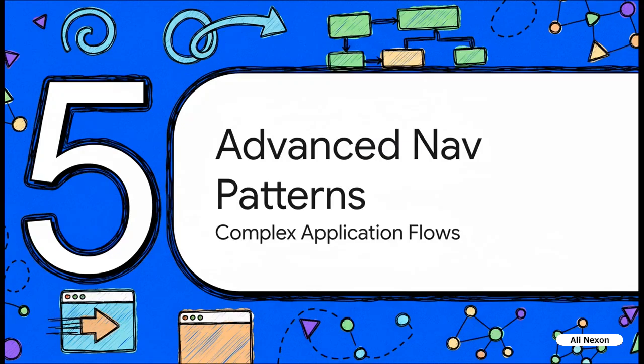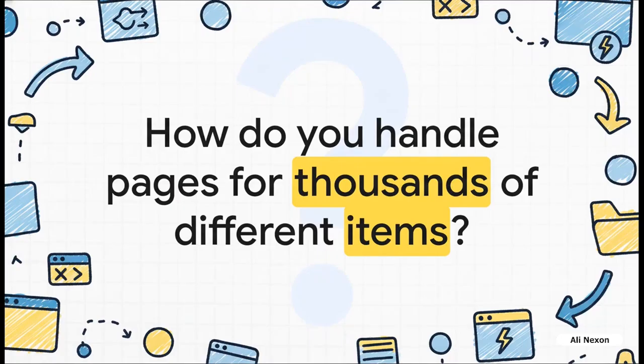Okay, we've got the fundamentals down. But let's be real. Real-world apps are way more complex than just a couple of static pages. So let's explore some more advanced patterns that you're definitely going to need. Yeah, exactly. I mean, think about it. You can't possibly write a separate route for every single product in an online store or for every user on a social media platform. So how do you handle potentially thousands of items with dynamic content?